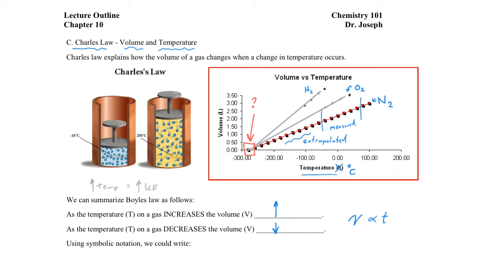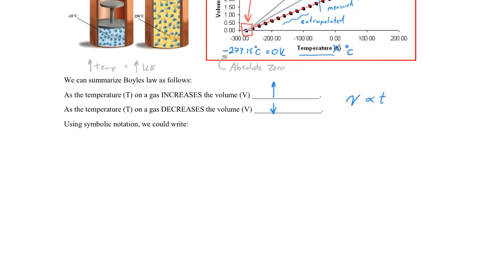Well, that's right. It would have to be very cold. In fact, it would have to be the coldest possible temperature. And this graph predicts what that temperature would be. It predicts what we call absolute zero, or the coldest possible temperature in the universe. And it's actually negative 273 degrees Celsius, or 0 Kelvin. So Charles' law actually represents the first accurate prediction of absolute zero as a temperature.